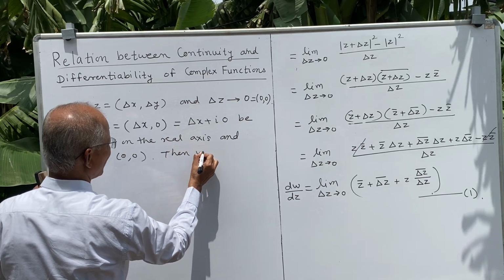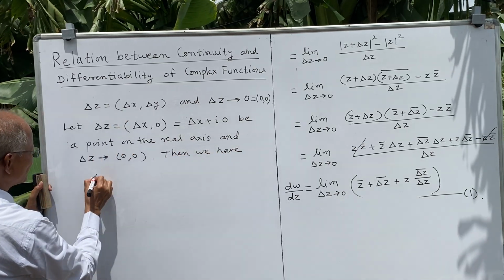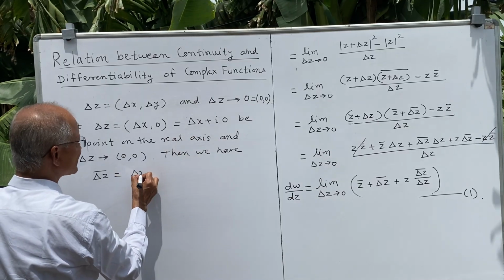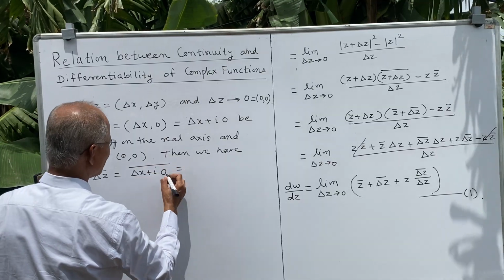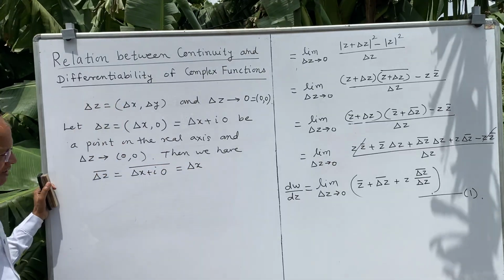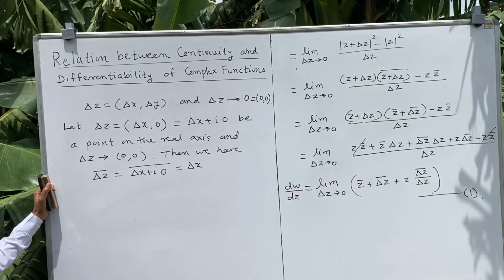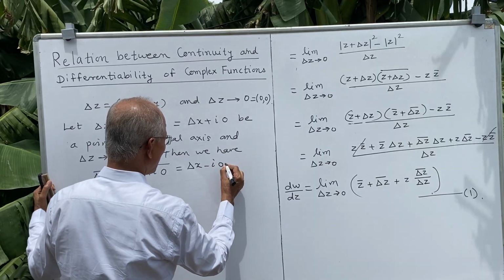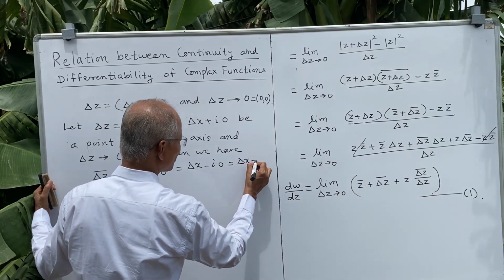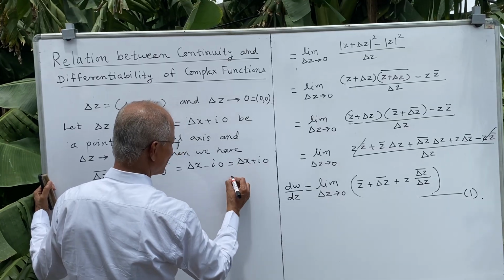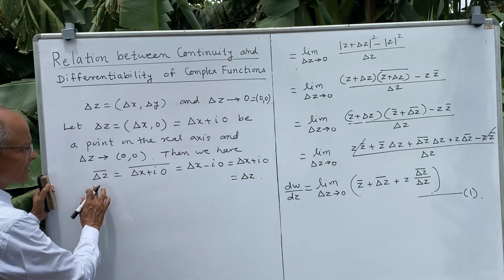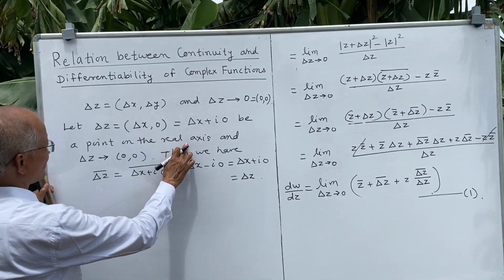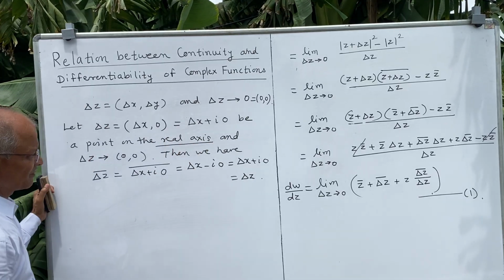Then we have the conjugate of delta z. The conjugate of delta x plus i into 0 is delta x minus i into 0, as we have done in our earlier lecture, second example, and that can be written as delta x plus i into 0. It is the same as delta z. So the conjugate of delta z is equal to delta z if z approaches the origin along the real axis.